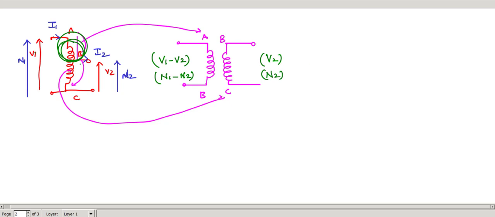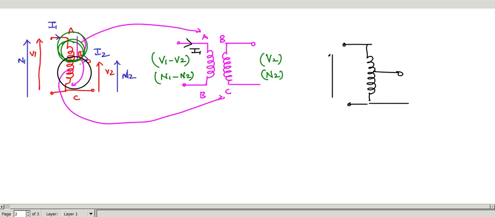So the current here is I1. The current entering through this winding is I1. So what is the current in this winding? I already said that this is a step down transformer. So this is voltage V1 and this is voltage V2. I have a current like this and a current like this.